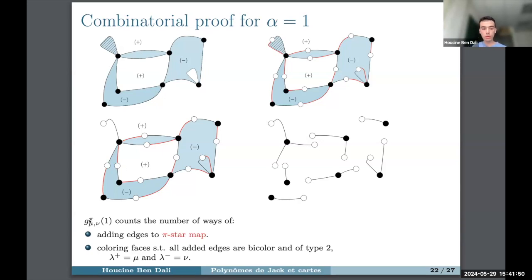So the conclusion is that this coefficient G counts all the ways of adding edges on this star map and coloring faces such that the added edges are of type 2 and such that the lambda plus partition here is mu and the lambda minus partition is nu. So somehow this gives a way of interpreting the action of this operator G, but only on star maps, which is not very interesting because for now we have the feeling that there is nothing really happening. So the idea is that this action is exactly equivalent on star maps or any other type of maps.